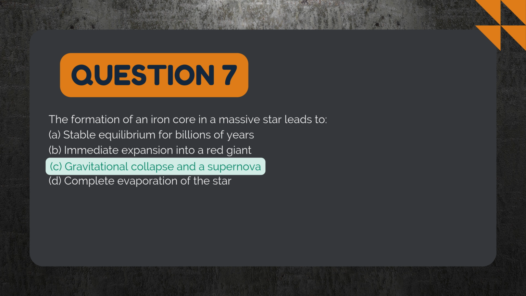Correct answer is C. Fusion releases energy only up to iron. Fusing iron requires energy, so the star can no longer produce energy to support itself, and the core collapses, triggering a supernova explosion.